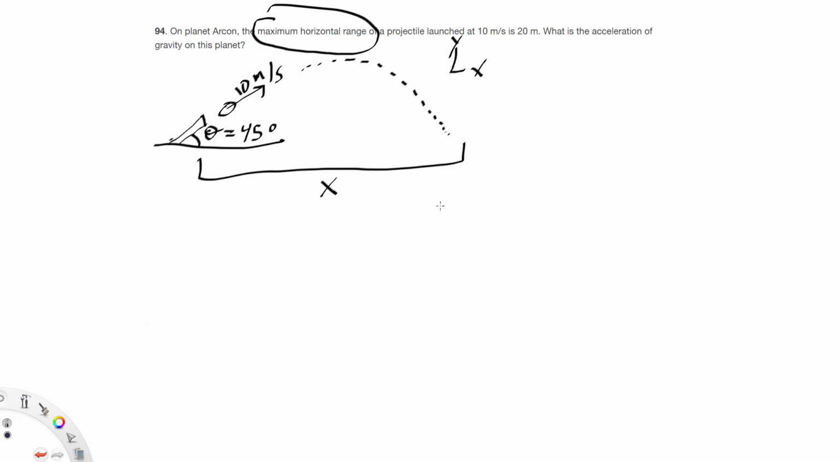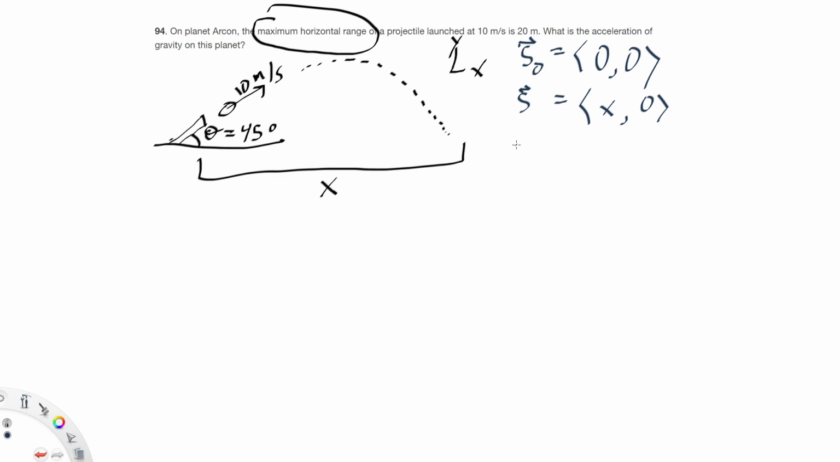Let's write down our vectors. So we're going to have our initial position. We're just going to call that the origin. So the cannon is at the origin. The final position will be a distance x away, but at a height of 0, right? Because it's going to be on the ground.